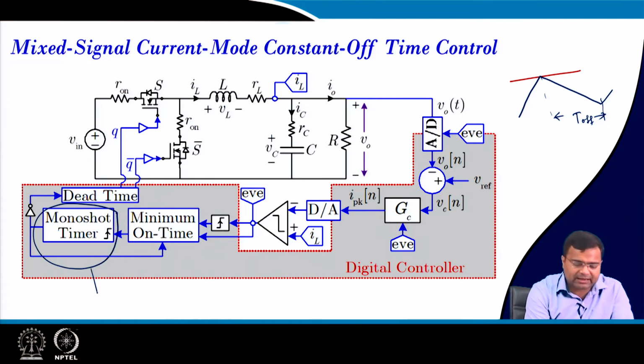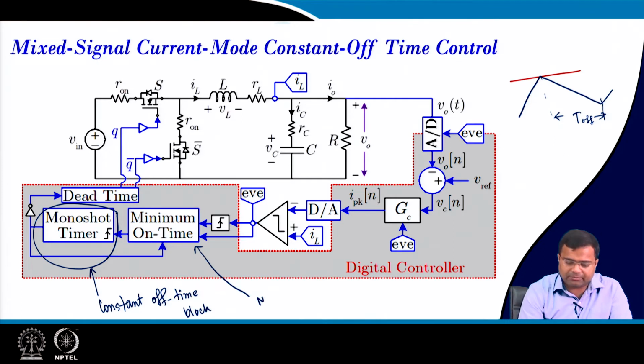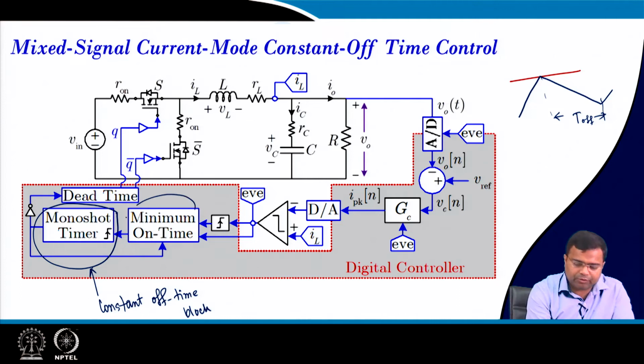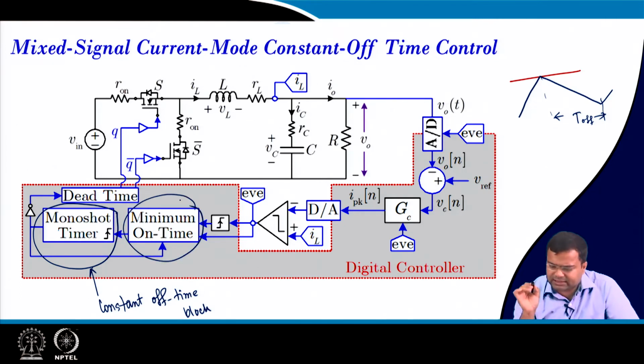Now, this will act like a constant off time block, and this is a minimum on time. It is written already, so it is a minimum on time block. Then, the same as before, we need an A to D converter which should be sampled using an event clock.